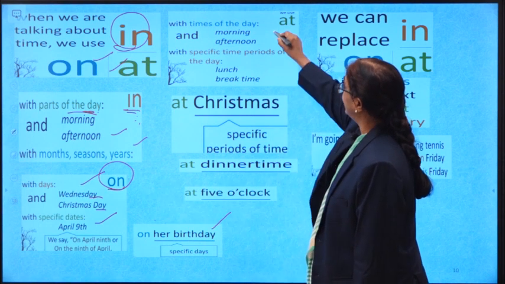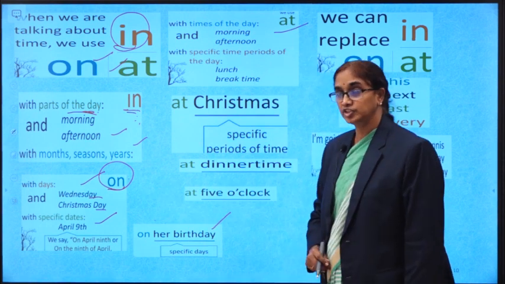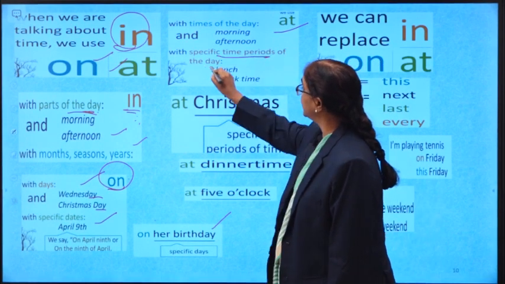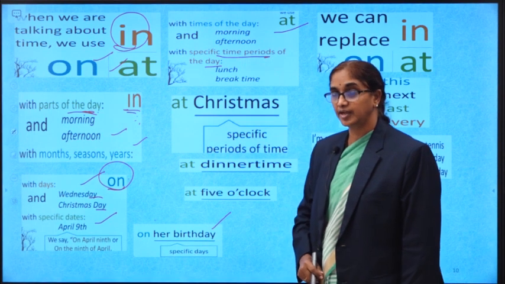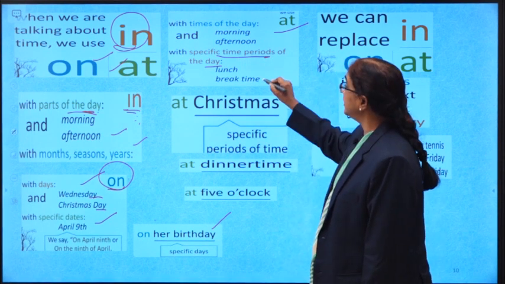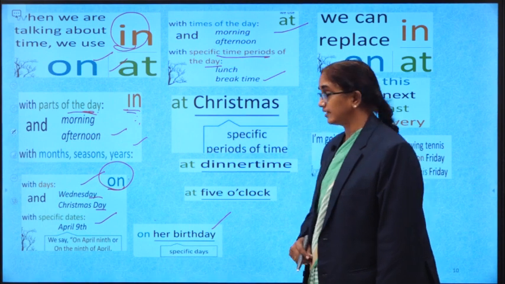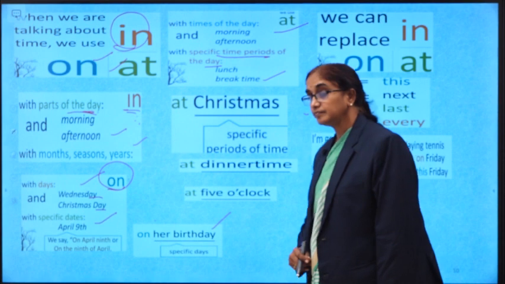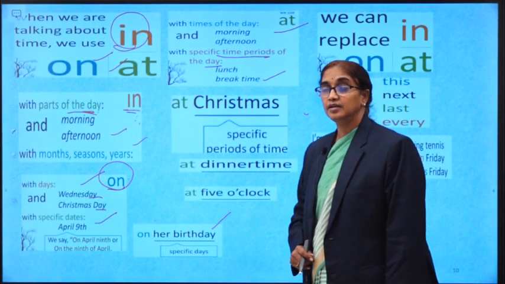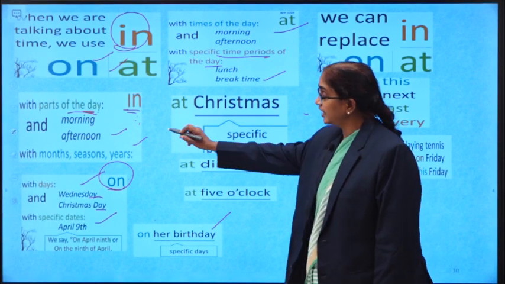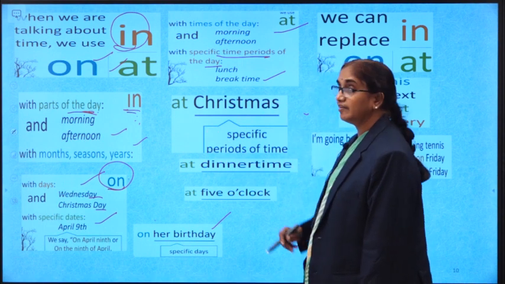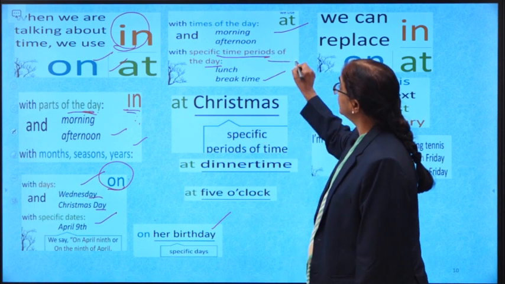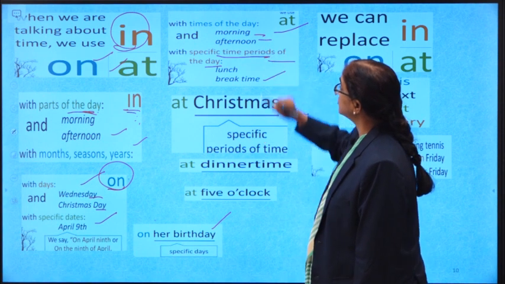And then, at. We use the preposition at to indicate time. For instance, specific time periods of the day. I will meet you at lunchtime in the canteen. I will meet you at break time. So these are specific times. I will meet you at the canteen in a while. I can say I will meet you in the canteen at lunchtime. This is how we refer to the specific times of the day.